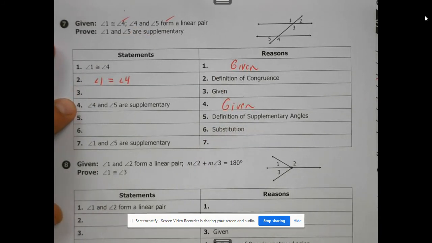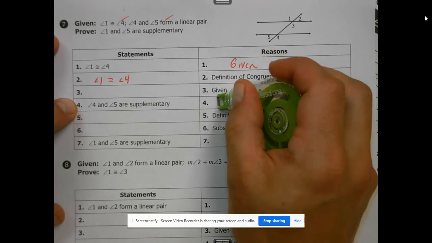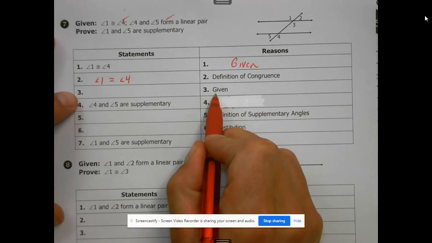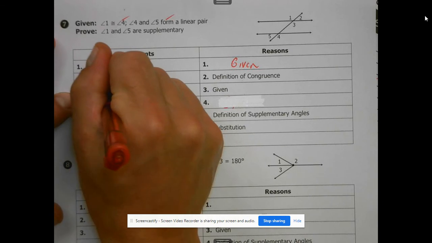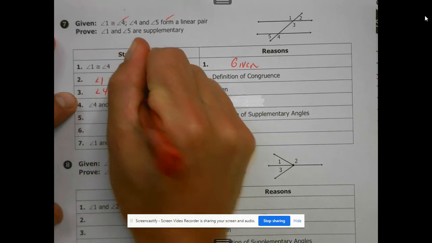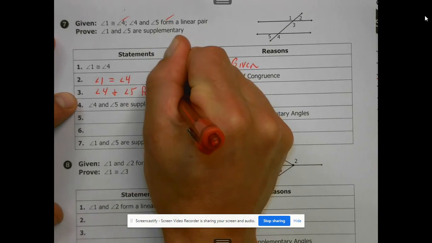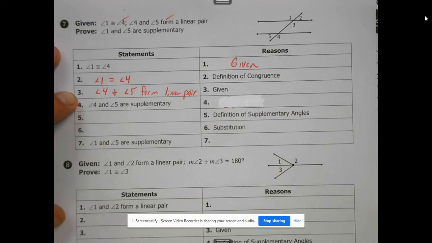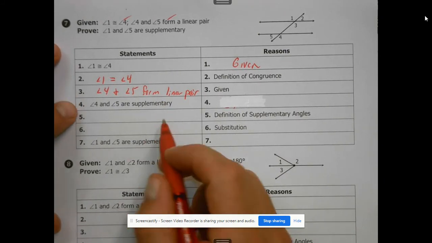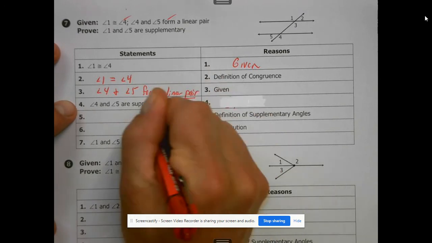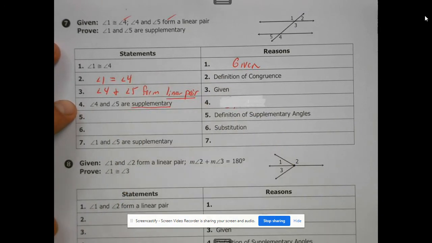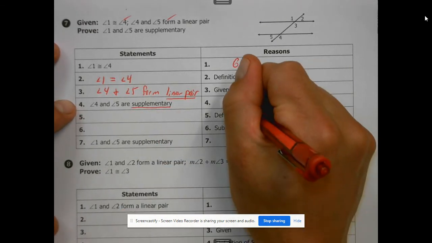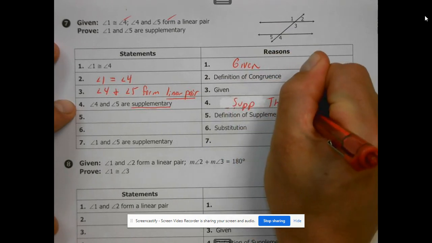Oh, I made a mistake on number 4. That's not given. Sorry. My given's right here, right? Angles 4 and 5 form a linear pair. Okay, now we're back on track. From line 3 to 4, they form a linear pair and they're supplementary. Is that the definition or is that the theorem? If they form a linear pair and supplementary, that is your theorem. What kind of theorem? Supplement theorem.